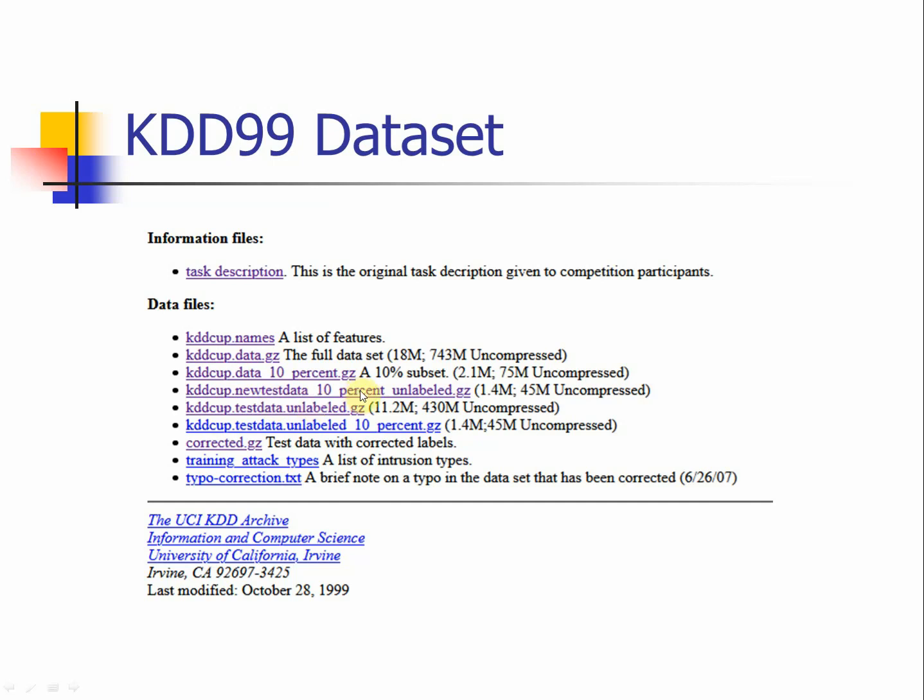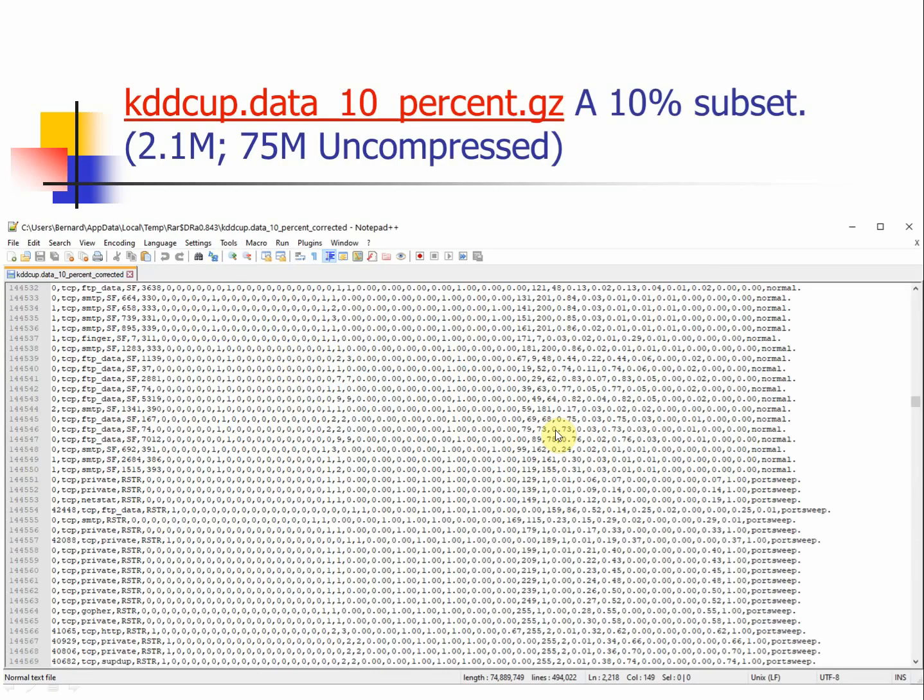Then the KDD test data set. Here is the testing data set, which is about 430 megabytes, compared with another 10% version of the data set at 45 megabytes. So I am also including the testing data set so that we can take a look at what it looks like. It also provides some answers to this testing data set, kind of like answers to the questions. This is the training data set, which of course is only 10% of that.